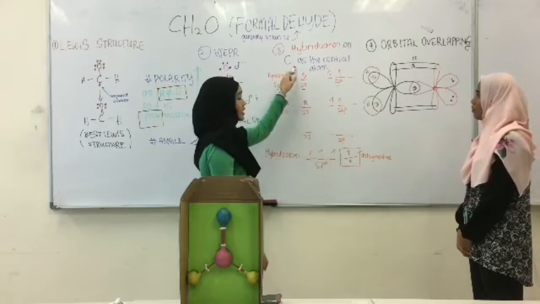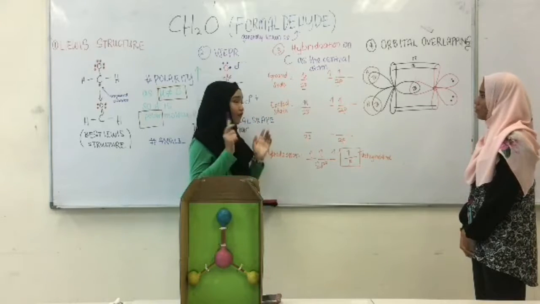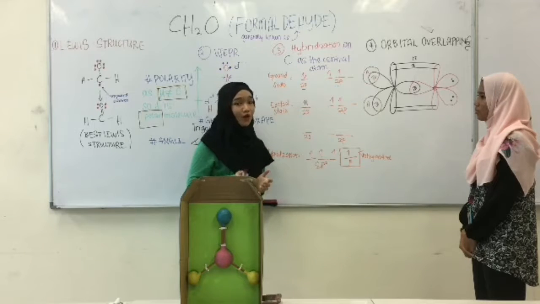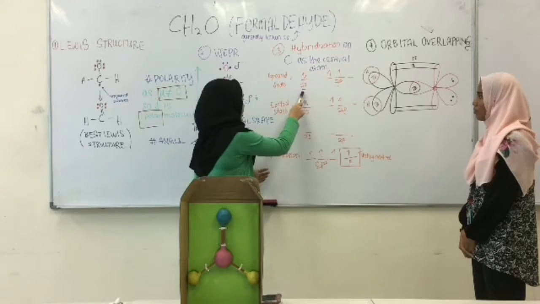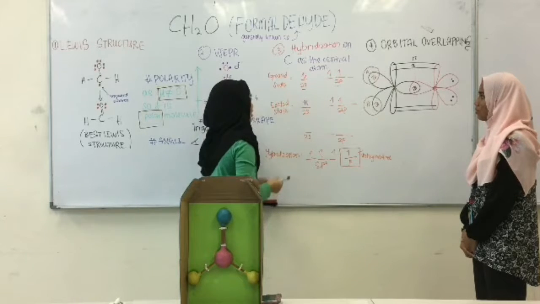Okay, how to perform hybridization on CH2O? We need to hybridize C as the central atom. So carbon has 4 electrons as it is from group 4A, and this is the ground state. It consists of 2s orbital and 2p orbital.